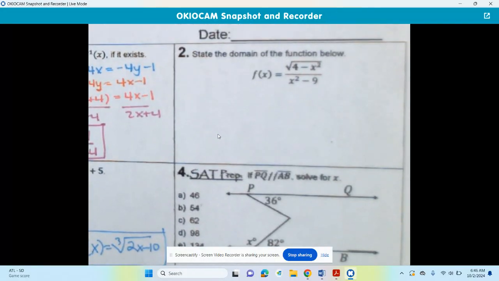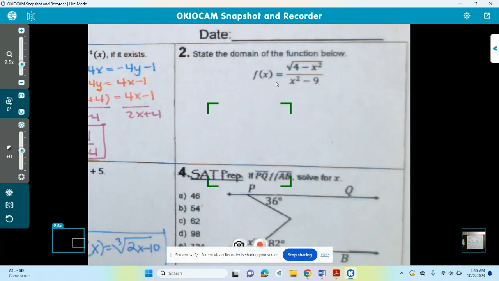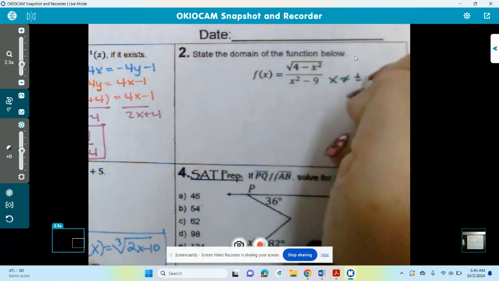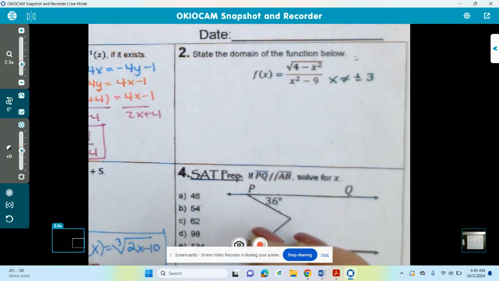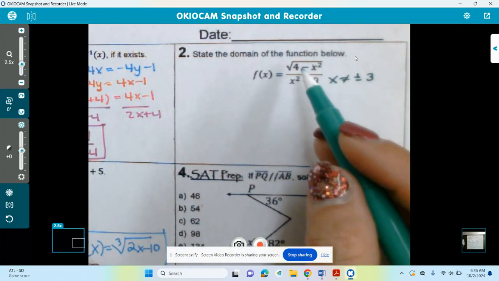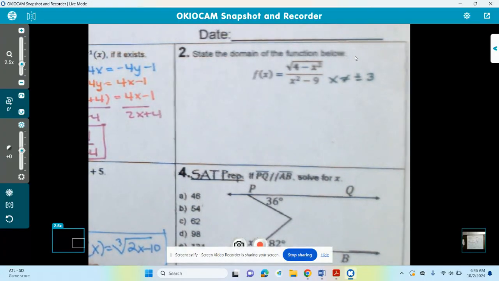All right, so going over here, stating the domain. Remember, domain are our x values. So we've got a top and a bottom. The bottom, we're usually much quicker on remembering what we can and can't have. So like right here, when I look at the bottom, we automatically know that we cannot have plus or minus 3, because that's going to give us a 0 there, okay? And we can't have a 0 in the bottom. And remember, up here, we want to have a positive number. So we want 4 minus x squared to be greater than 0.